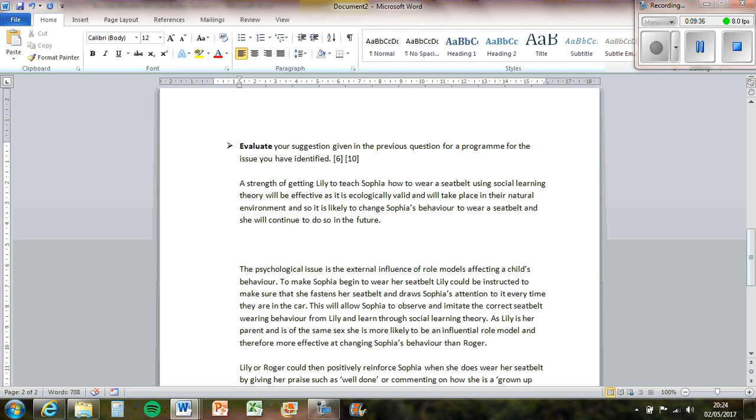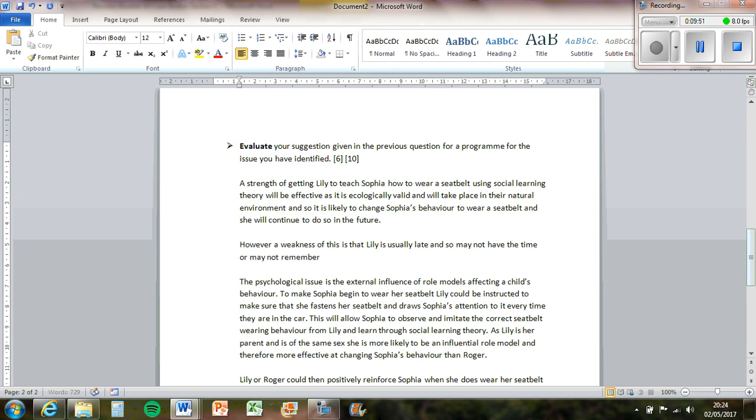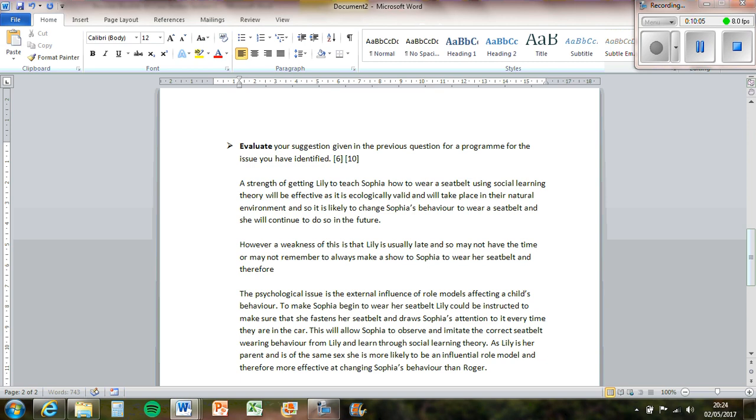Let's do a weakness. Weaknesses are already easier. However, a weakness of this is that Lily is usually late, and so may not have the time or may not remember to always make sure Sophia wears her seatbelt, and therefore may be inconsistent, and then Sophia will not reliably wear her seatbelt.